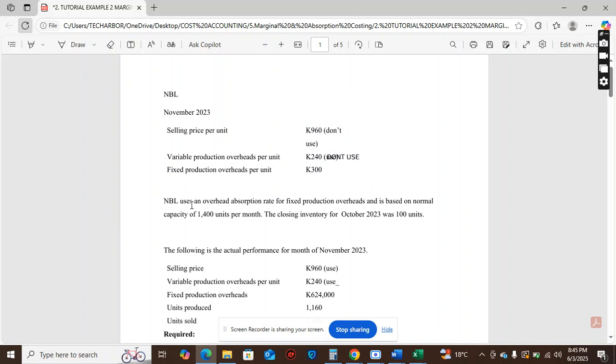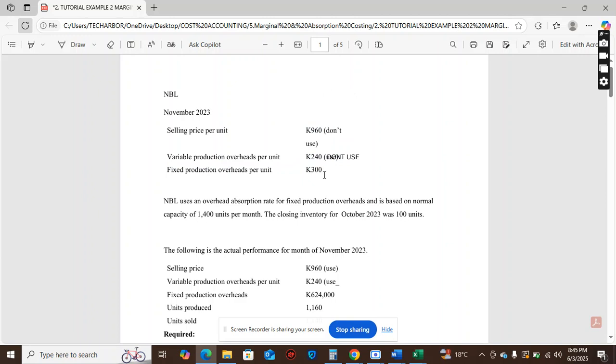They'll give you this information: NBL uses an absorption rate for fixed production overheads based on a normal capacity of 1,400 units per month. So here, they might trick you. You might want to calculate a new overhead absorption rate, but don't, because one has already been given to you. So stick with the one that has been given to you.